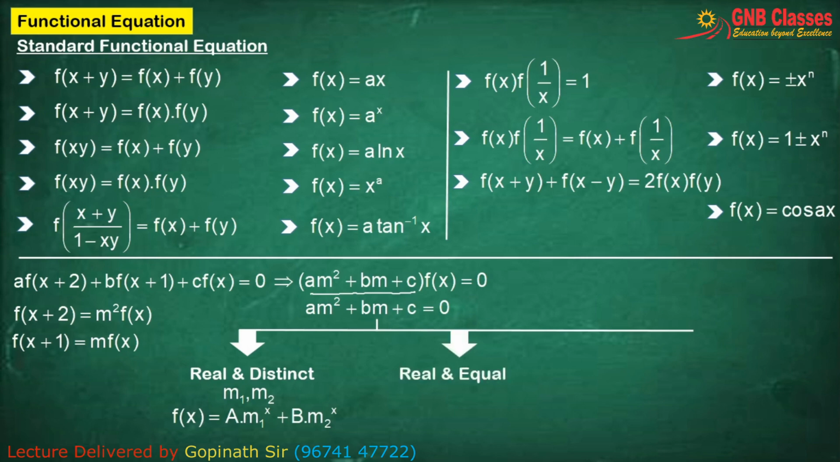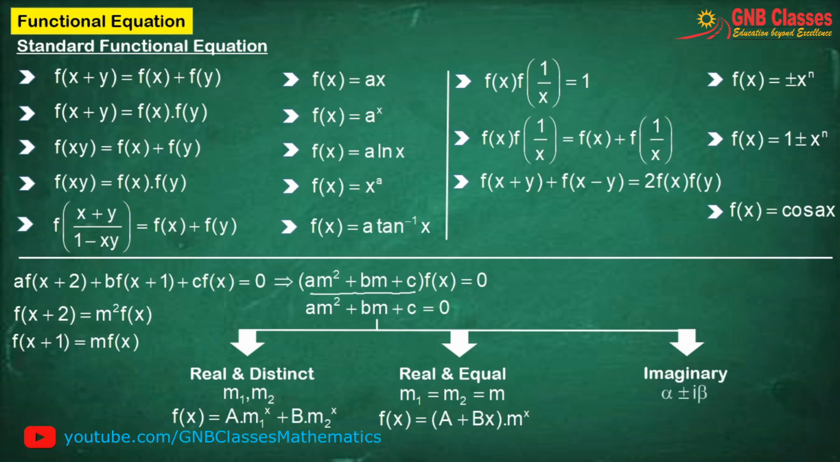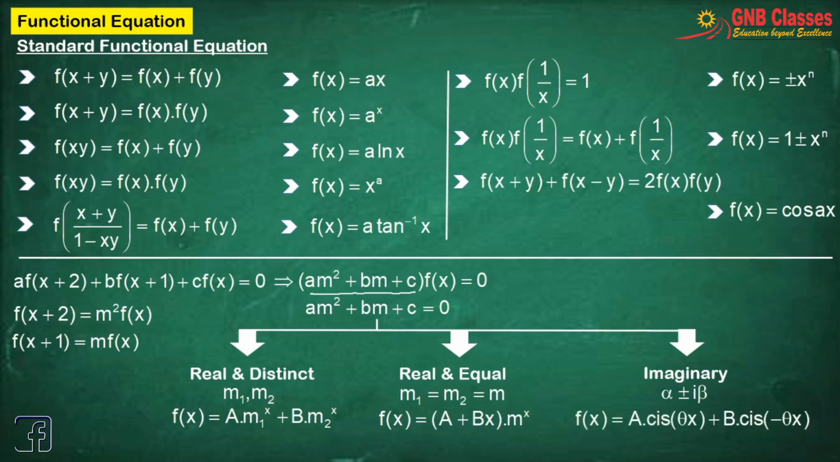If the roots are real and equal, let us say the roots are equal to m, then you write f(x) as (A + Bx)·m to the power x. Is it clear? Now, if the roots are imaginary, let the roots be α ± iβ, then you write f(x) as A cis θx + B cis(-θx). What is cis θ? Cis θ is basically nothing but cos θ + i sin θ.